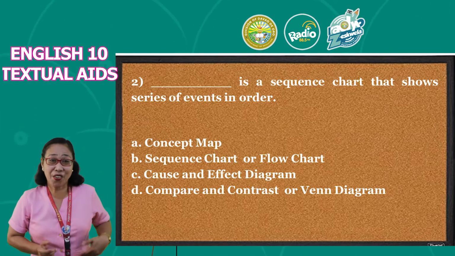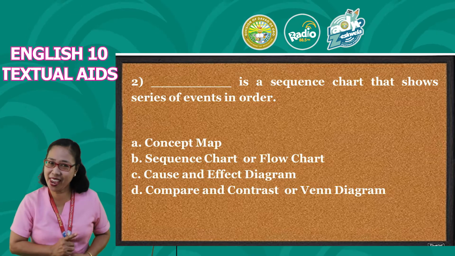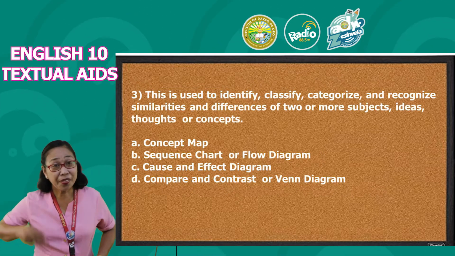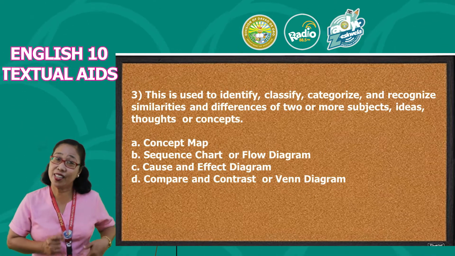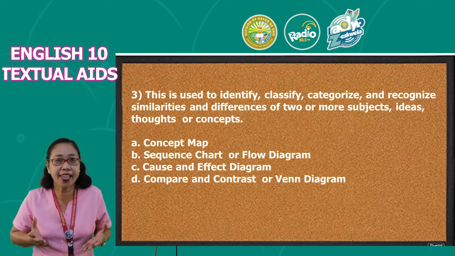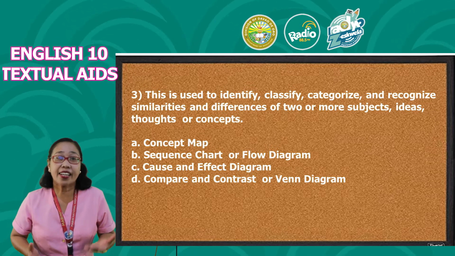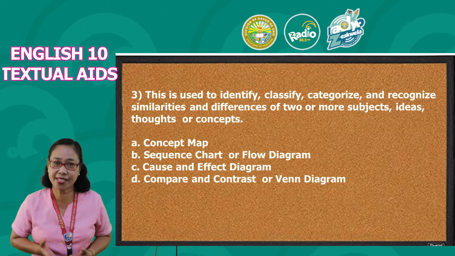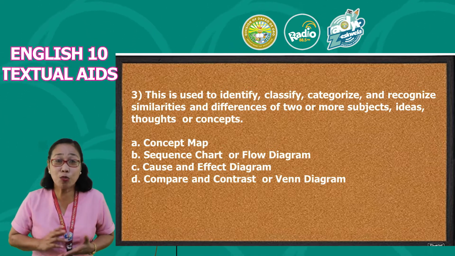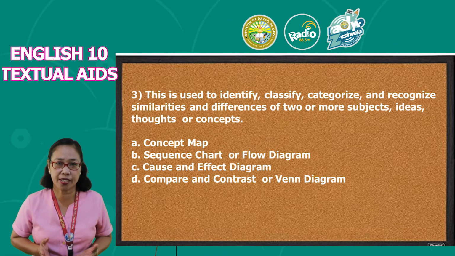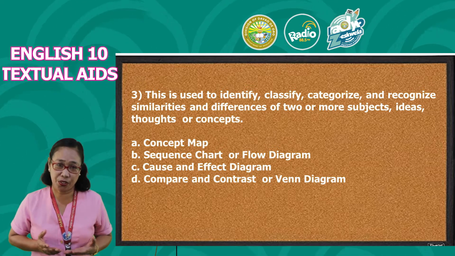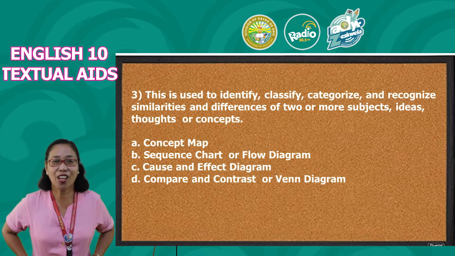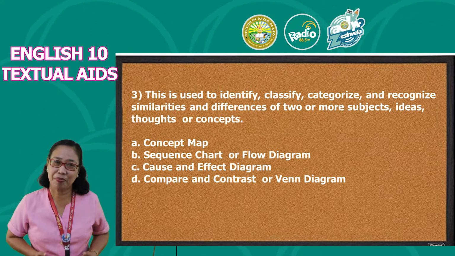Absolutely. The correct answer is letter B, sequence chart or flow chart. Number 3, this is used to identify, classify, categorize, and recognize similarities and differences of two or more subjects, ideas, thoughts, or concepts. A. Concept map.